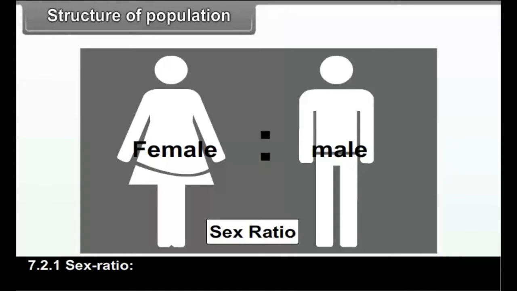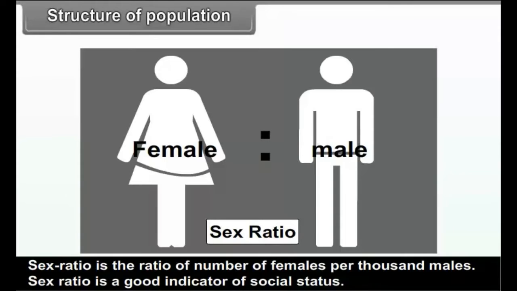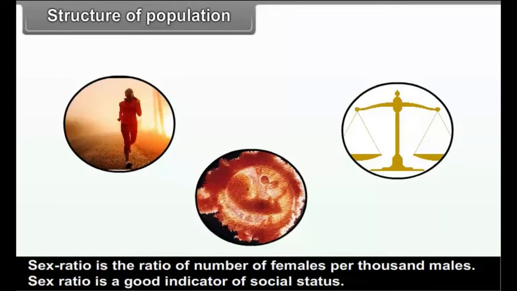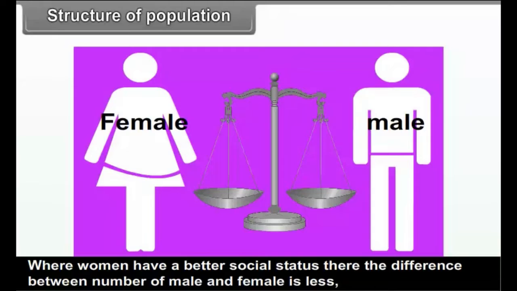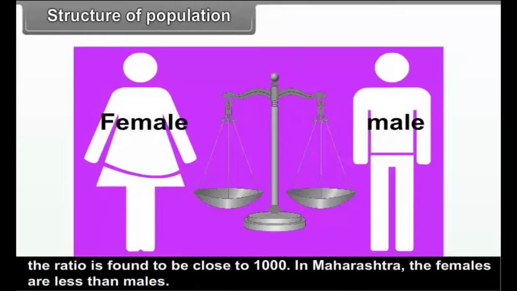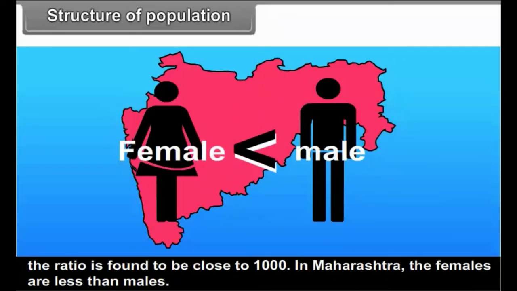7.2.1 Sex ratio. Sex ratio is the ratio of number of females per 1000 males. Sex ratio is a good indicator of social status. Where women have a better social status, there the difference between number of males and females is less. The ratio is found to be close to 1000. In Maharashtra, the females are less than males.